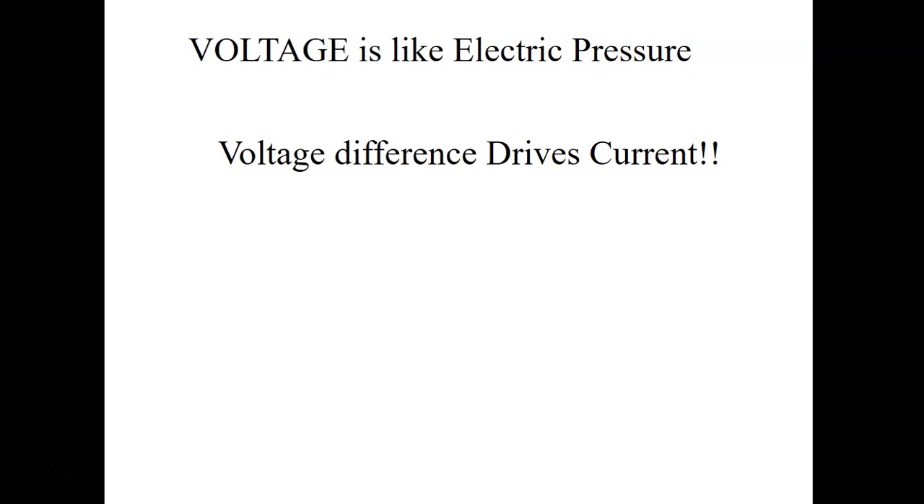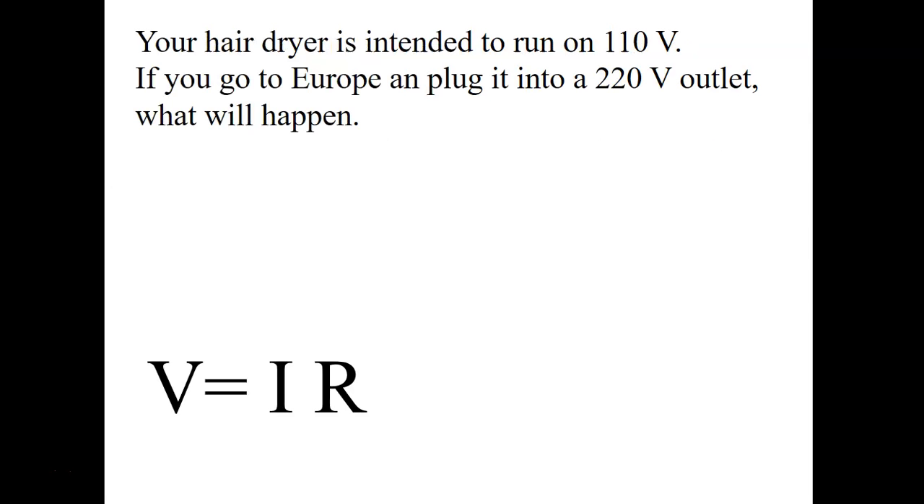So here I'm just reiterating that voltage is what pushes electricity around a circuit. Voltage drives current. So your hairdryer is intended to run on 110 volts, 120 volts, which is what we have in the States. You go to Europe and you plug it into a 220 volt outlet, what will happen? Well, if you plug it into twice the voltage, you double this side, that means you're going to have twice the current on this side. The resistance isn't going to increase.